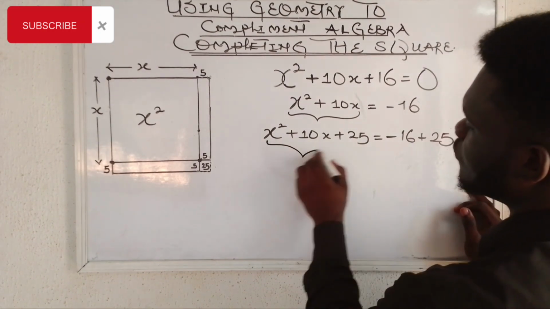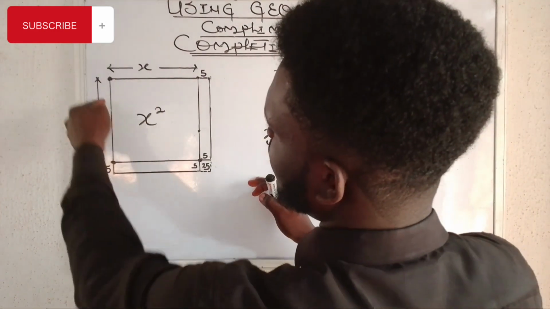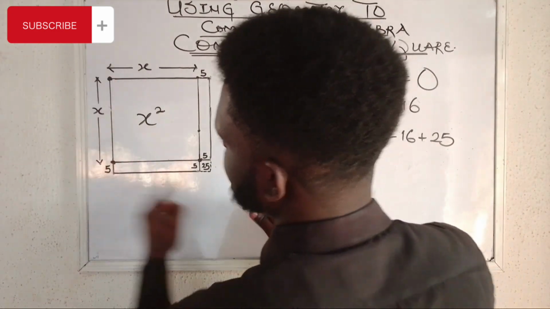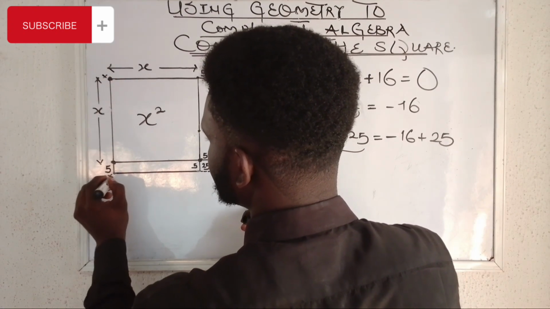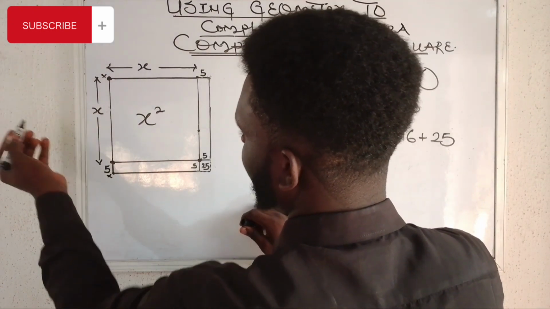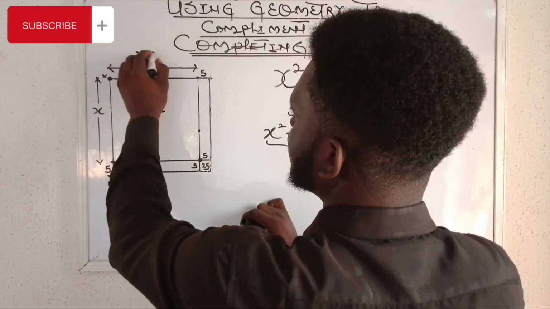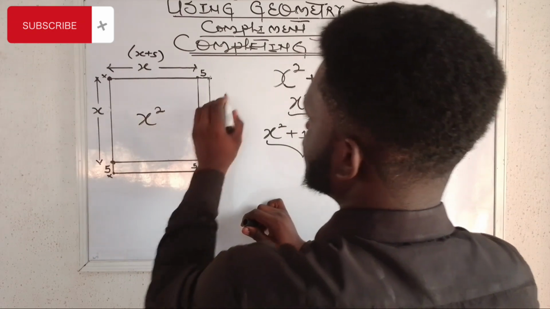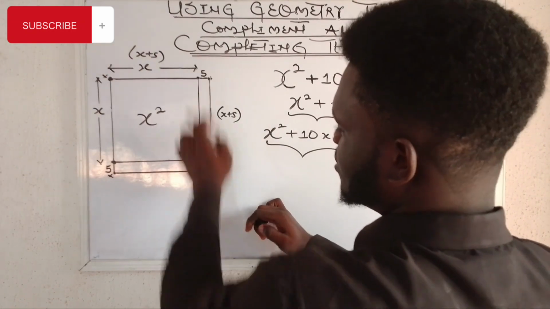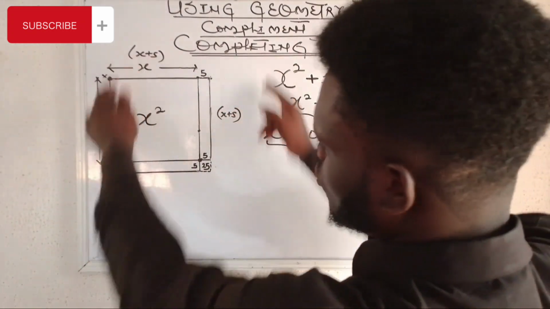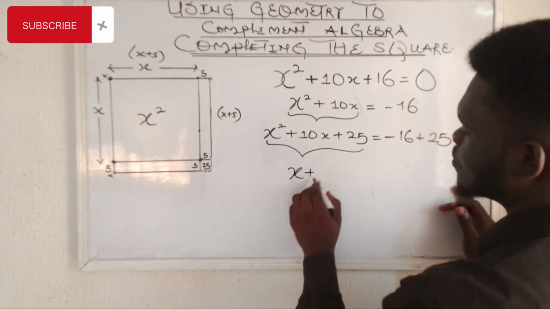Doing that, you can see this is a complete square now. So what is the square? Now the square is complete. You can see the length from this point to this point would become x plus 5. Also the length from here to here becomes x plus 5. So now if the length from here to here is x plus 5 and the length from here to this point is x plus 5, you can see the square is complete now. So automatically this becomes a complete square, x plus 5.